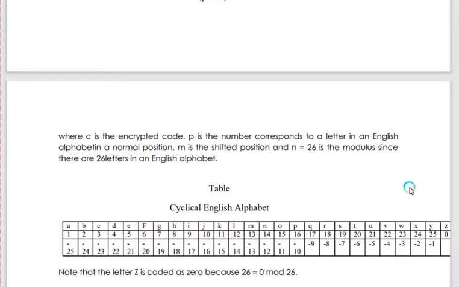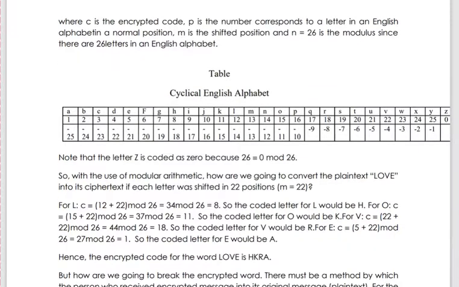So note that letter Z dari is represented by a 0. Okay, so we have, question is, with the use of modular arithmetic, how are we going to convert the plain text love into its ciphertext if each letter was shifted in 22 positions?